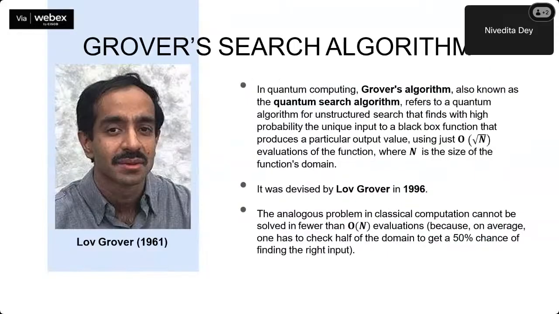So again, the same thing. This is Grover's algorithm. Grover was born in 1961, and Shor's algorithm was, I guess, in 1994, and Grover's algorithm was in 1996.